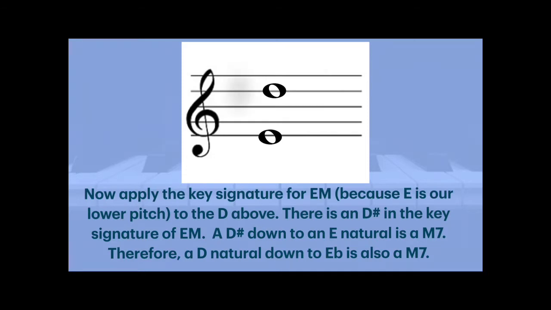There is a D sharp in the key signature of E major. However, we're not looking for a major seventh below D sharp. We're looking for a major seventh below D natural. So if a D sharp down to an E natural is a major seventh, then a D natural down to an E flat is also a major seventh.